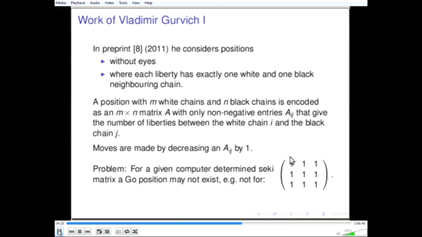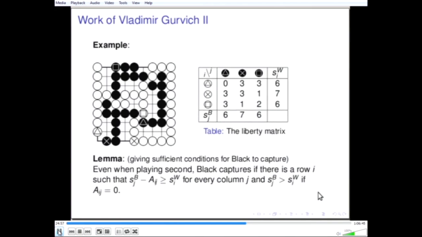A problem is that not each such matrix represents a position on a Go board. For example, this matrix does not represent a position on a Go board. In order to have such a position, one would have chains cross each other, so to have two stones on one place on the board. That's not possible. Here's an example of a position which is really difficult to decide for a human player, whether any side can make another move.